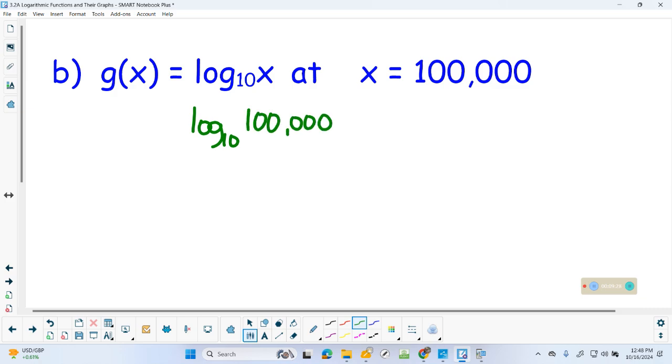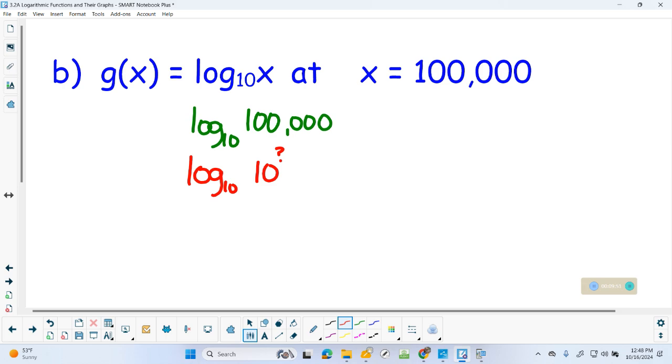So here's what I'm talking about when I keep saying today you have to have a little bit of number sense. I want to rewrite that 100,000 as 10 to some power. Now, we have to figure out the power, of course, because logarithm and exponential cancel to whatever the power is. But we have to know what power that is.